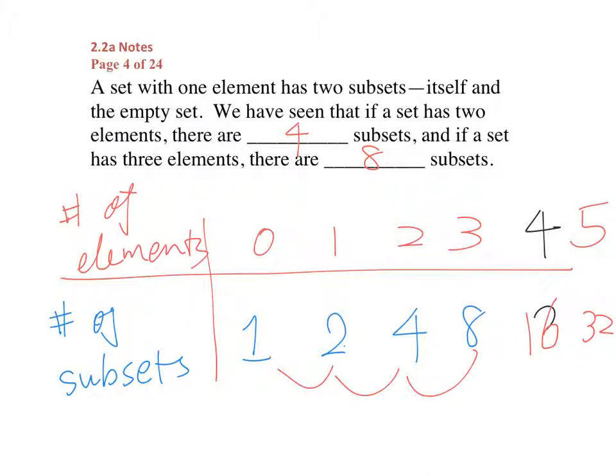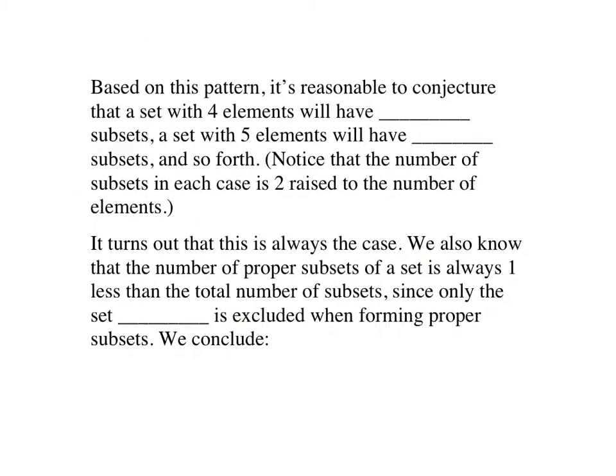And all of them can be written as 2 raised to the power of 0, 2 raised to the power of 1, 2 raised to the power of 2 is 4, 2 raised to the power of 3 is 8, 2 raised to the power of 4 is 16, and 2 raised to the power of 5 is 32. So that way you notice the relationship between the blue numbers and the red numbers. It ties nicely. So what can we conclude from here? Finish reading this page and see if you can fill in the blanks.